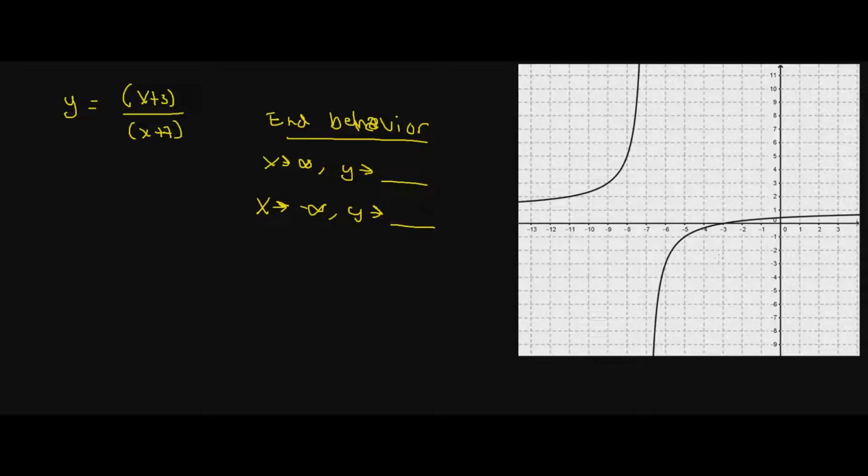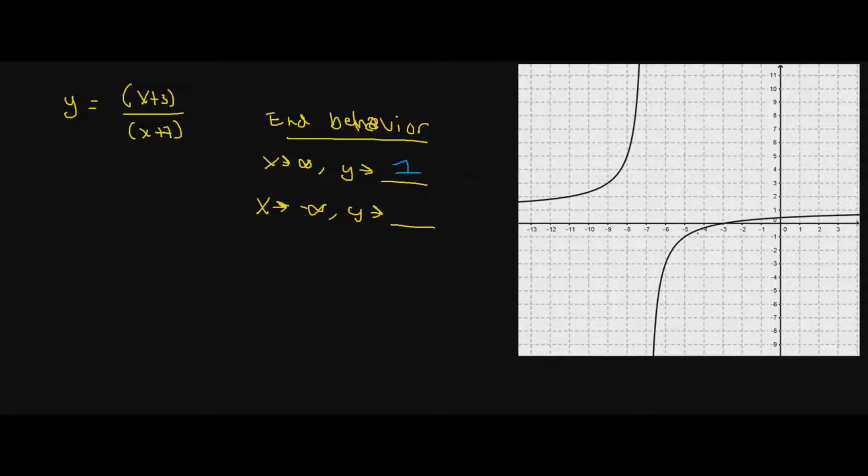Well, if we look over here, as x approaches infinity, as we go to the right, what's happening to my y values? You can see as I'm going to the right, it's getting closer and closer to what y value? Well, the y value seems to be 1. So as x approaches infinity, my y value is 1.